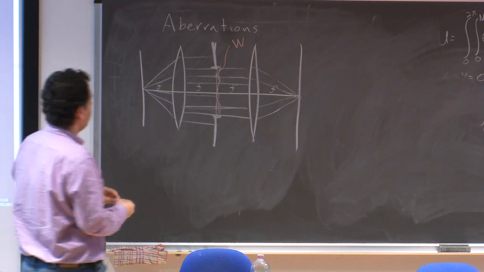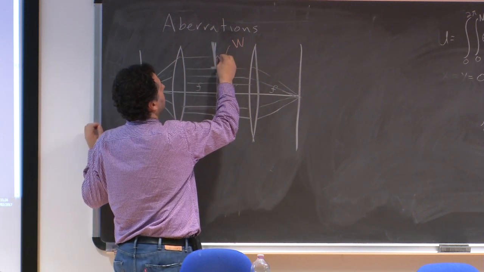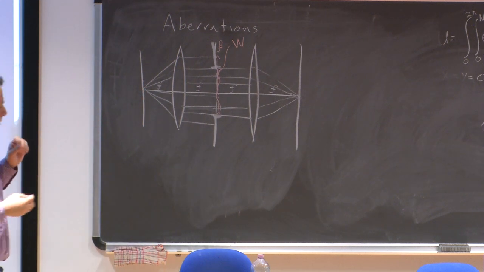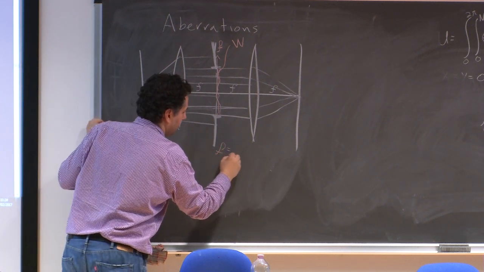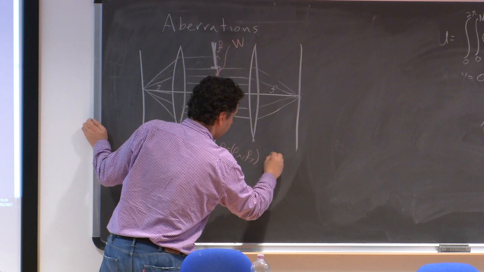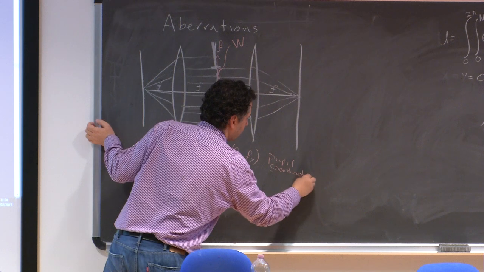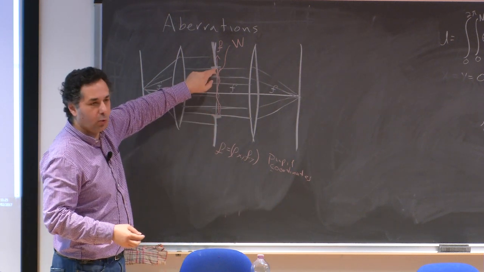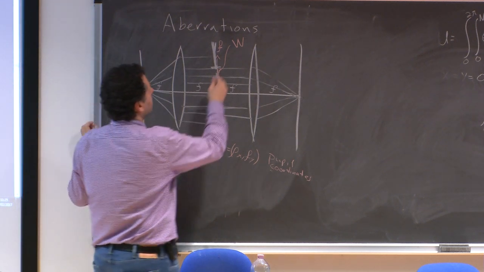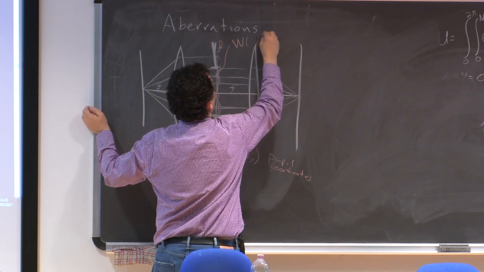And it's a function of two things. So if the coordinate here, typically people use for the pupil a coordinate rho, which has a component x and y. So rho is rho sub x and rho sub y. These are the pupil coordinates. And normally they're normalized so that they go to 1 at the edges, but that's not very important. So this W is certainly going to depend on rho.